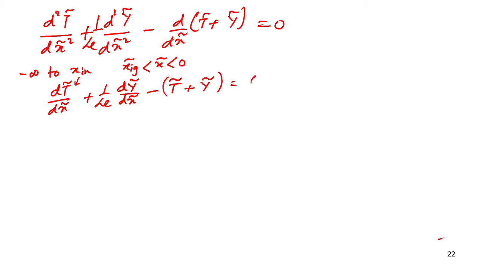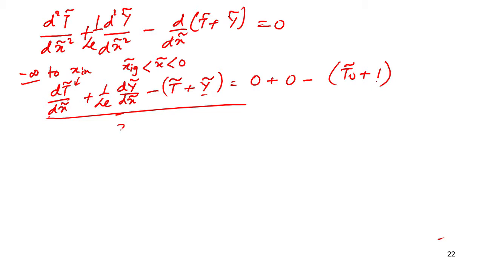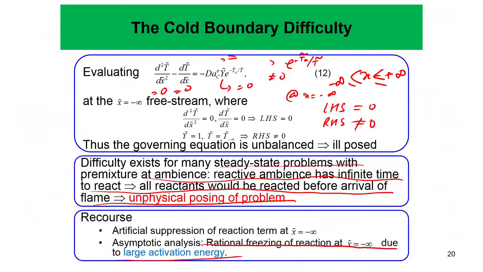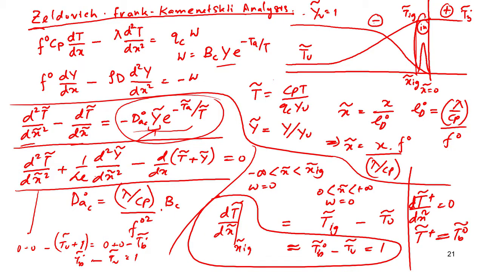Of course, this is equal to 0 because at x equal to minus infinity, this is 0, plus, again at x equal to minus infinity, this is 0 minus T̃u plus 1, right. So this is the thing, this Ỹ is equal to 1. Now, if you remember the flame structure, this left hand side is between x_ig and 0. So it is basically within this part. Okay. So what have we got in this part?